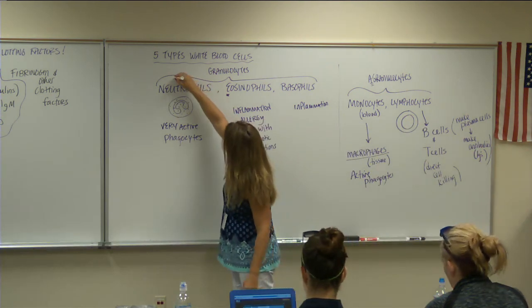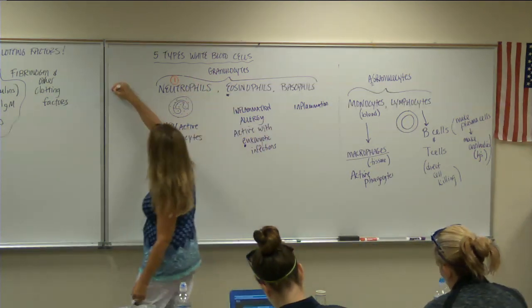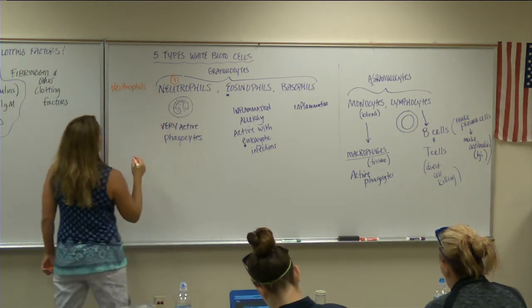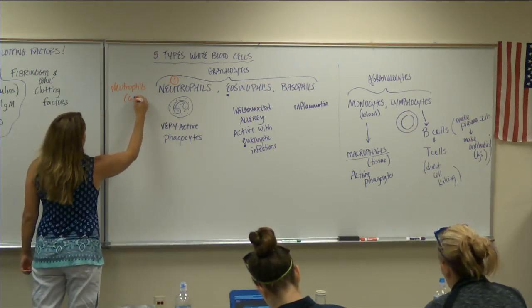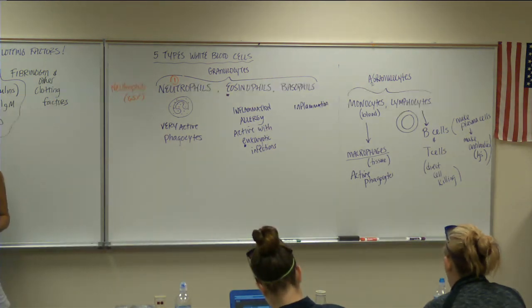I'm just going to put a 1 here. You can list them in order if you want. Actually, I'll just do that up here. So we have neutrophils, and they're really found at 65% of your white blood cells. Very high percentage.